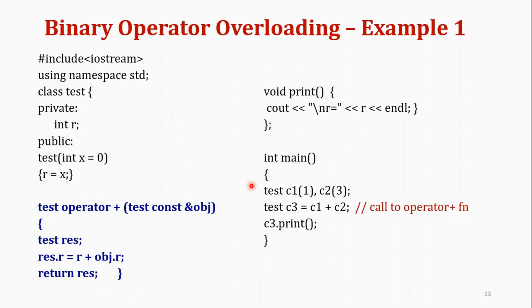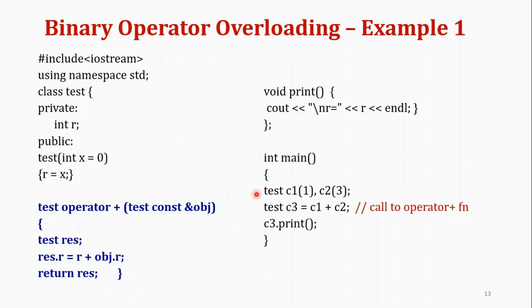Here I'm repeating the test class: member data r, parameterized constructor r equal to x, overloaded operator plus function adding two objects, and the print function displaying the respective object's r value, the real value. We're going to convert this program into real plus imaginary complex number addition. I'll tell you in the next slide. So two objects are created, c1 and c2. Both are calling the parameterized constructor. For c1 the r value will be 1, and for the c2 object the r value will be 3.